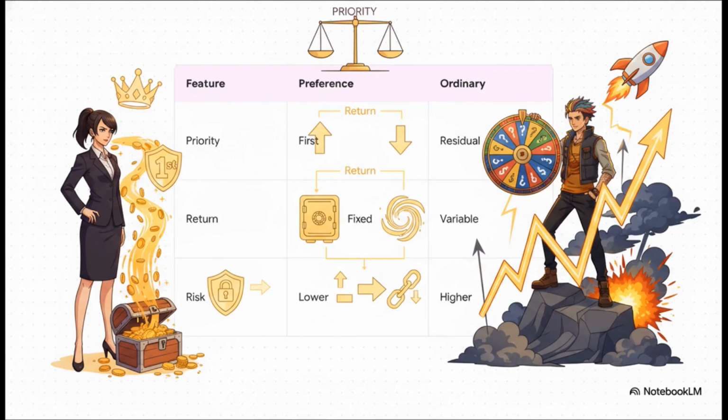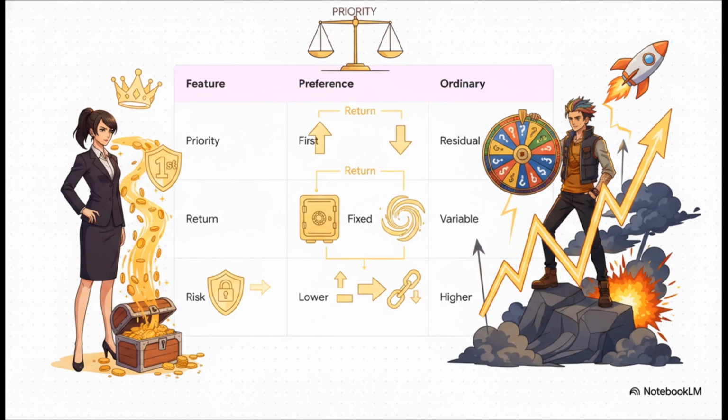Let's compare preference and ordinary shares across 3 major categories. First up, dividend priority. Like we just said, preference shares get paid first, ordinary shares get the residual, which is just a fancy way of saying whatever's left over. Second, rate of return. Preference shares offer a fixed, agreed-upon rate, while ordinary shares are totally variable. If the company has a massive, blockbuster year, ordinary shareholders can make an absolute fortune. But if it's a bad year, they make nothing.